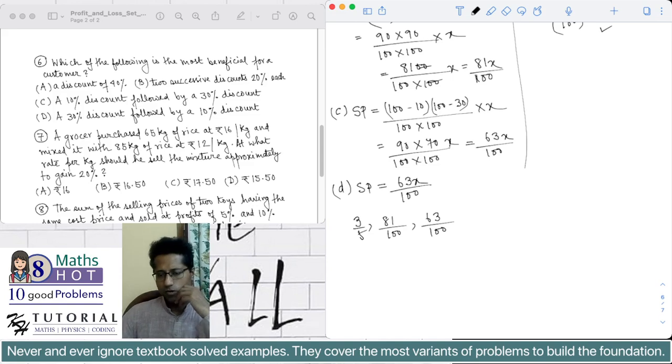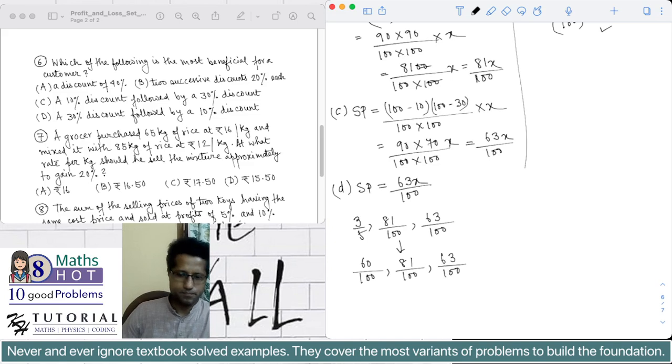Okay, now how do we compare? If we can make all the denominators same, then we can just compare the numerators. The second and third fractions are having the same denominator 100. So let's convert the first fraction, that is 3 by 5, to its equivalent fraction so that the denominator is 100. So we will have to multiply both the numerator and the denominator by 20. So this becomes 60 by 100, 81 by 100, and 63 by 100.